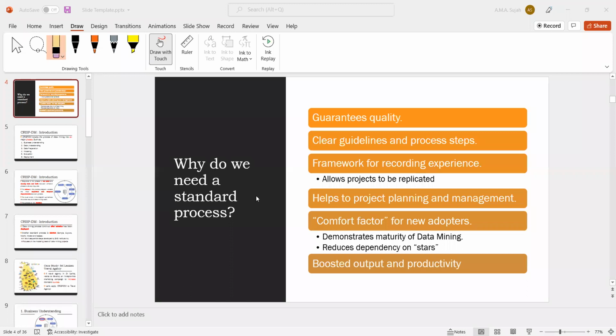Zero 40. Can you tell me the 6 steps, at least the first 3 steps? Can you tell me the first 3 steps of the data mining process? The standard data mining process has 6 steps. Business understanding, data understanding, data preparation, modeling, evaluation, and deployment. Very good. What are the different data pre-processing techniques?